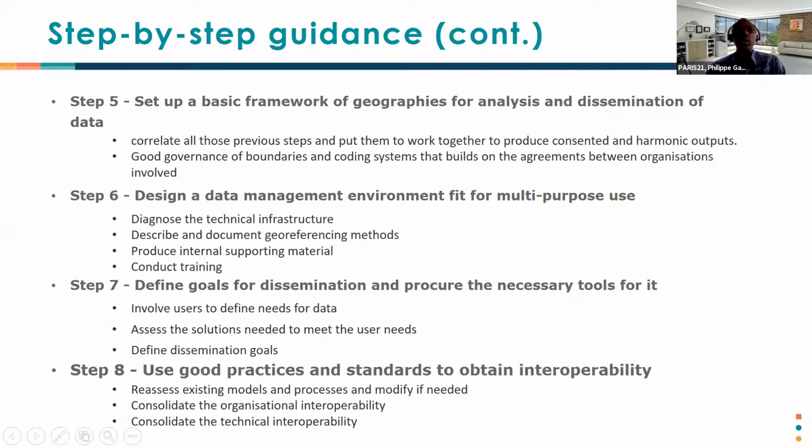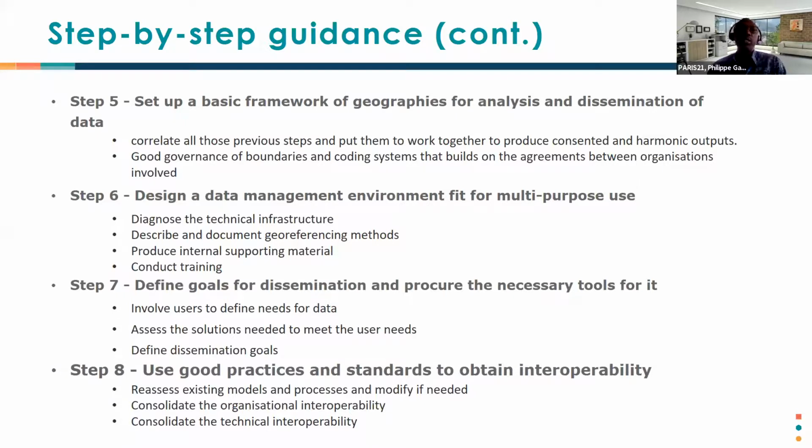Now, step 7 will deal with defining goals for your dissemination and identifying the tools that you want to use. The tools that you will identify to use, of course, will depend on your goals of dissemination. At which level do you want to disseminate your data, and which kind of geospatial infrastructure do you have, and how do you want to link this to your data and indicators.